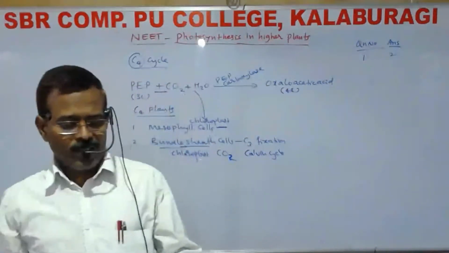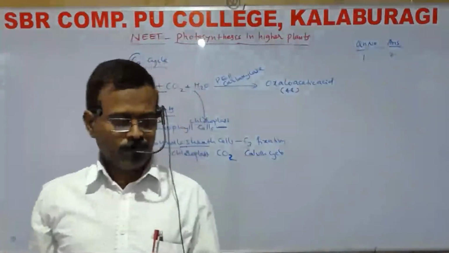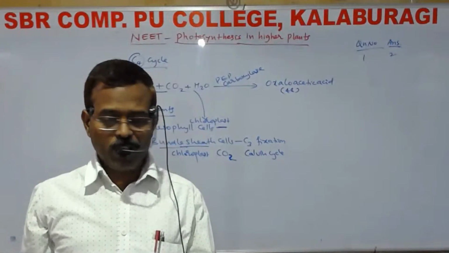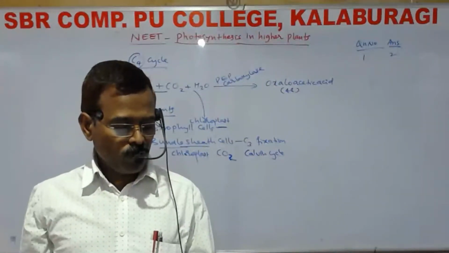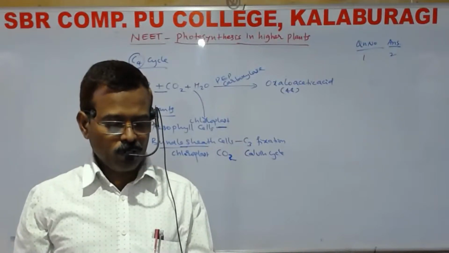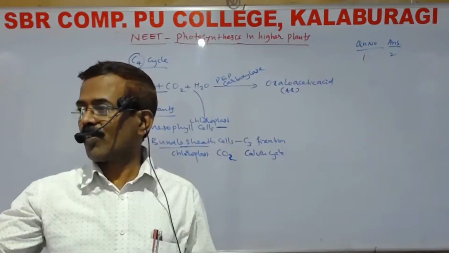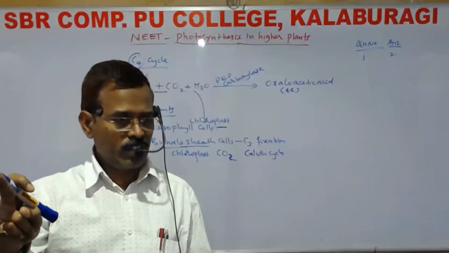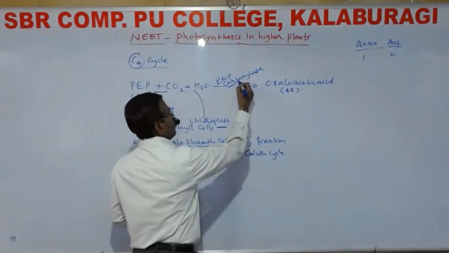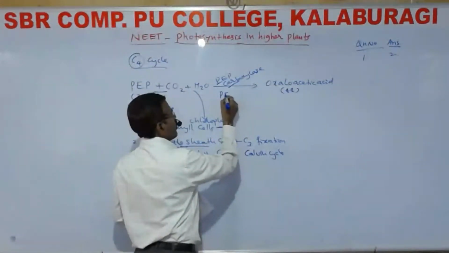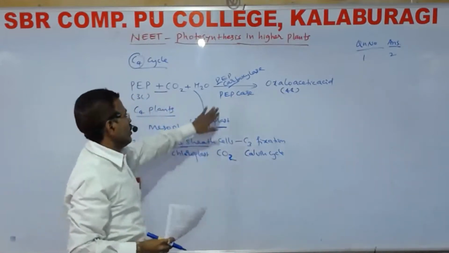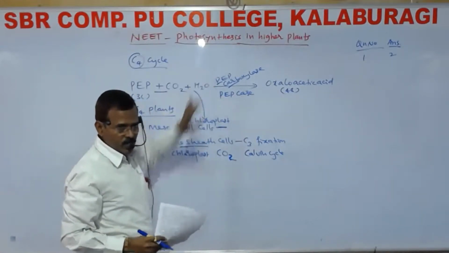Next, which one is correct for C4 plants? See the question here properly. Mesophyll, bundle sheath: PEP case, C4 cycle; Rubisco, C3 cycle. So we will go with the first option. The first option is correctly matched here. This phosphoenol pyruvic carboxylase enzyme, in short PEP case, is involved in C4 fixation.